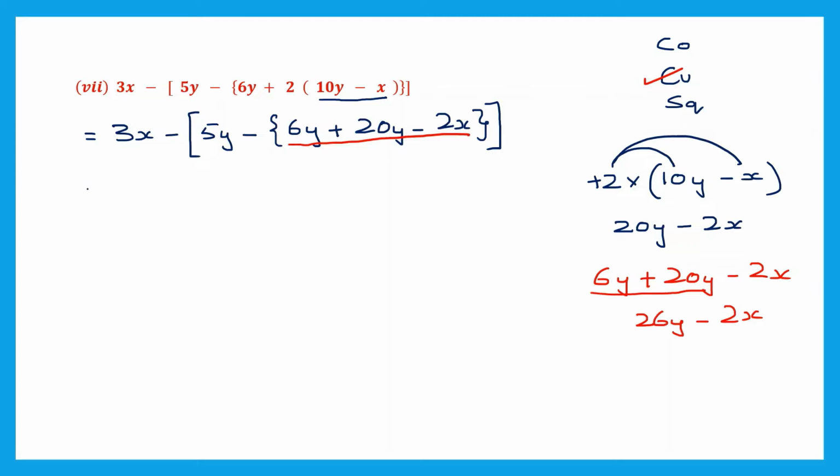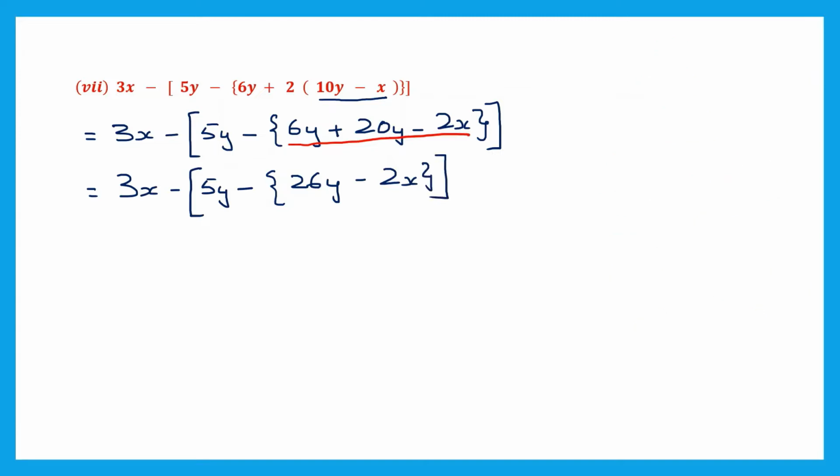So let's continue that. 3x minus, I write 5y within square brackets minus, now I have opened the square curly brackets. I have worked out what is inside that and I have got an answer which I will write within the curly brackets, 26y minus 2x. So I have finished working what is within the curly brackets and I've got this. Now I need to open this. So let's begin. So I have 3x minus square brackets 5y.